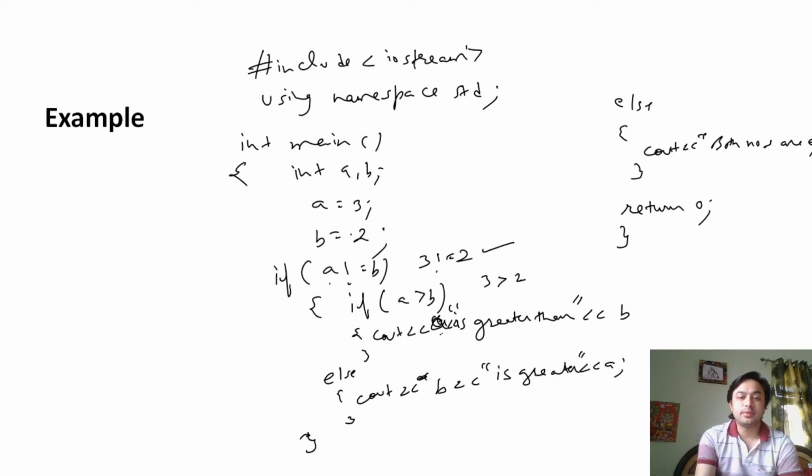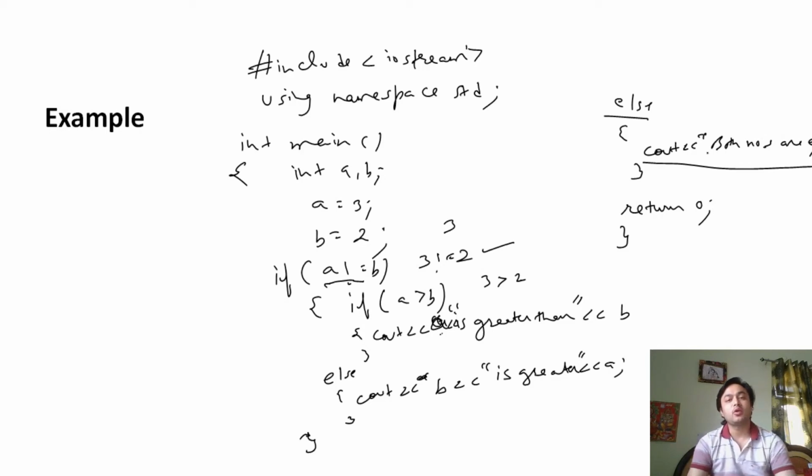If suppose the b value is 3, then this condition will not be satisfied. So the else part will execute. So it will display that both numbers are equal. Now I am going to implement this program in Codeblocks software.